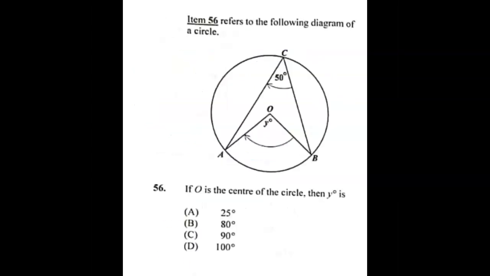Number 56 now. They ask us what is the angle Y? Well, there's an angle formed at the center here and then an angle formed on this arc here. So we know that's double this angle here. So it will be 50 by 2, which will actually be 100. So D is the answer.